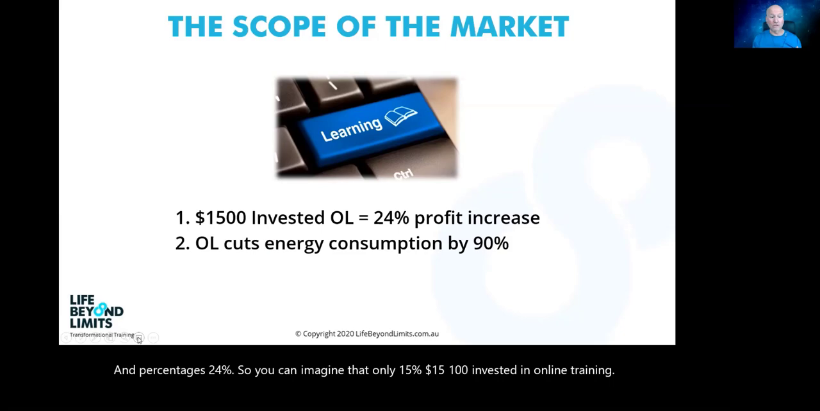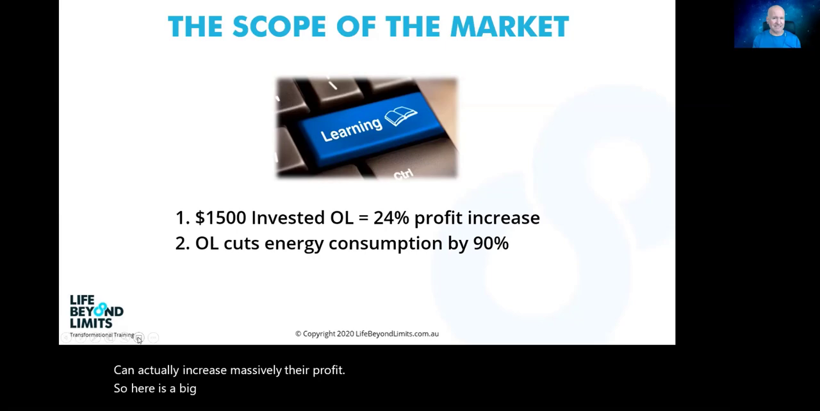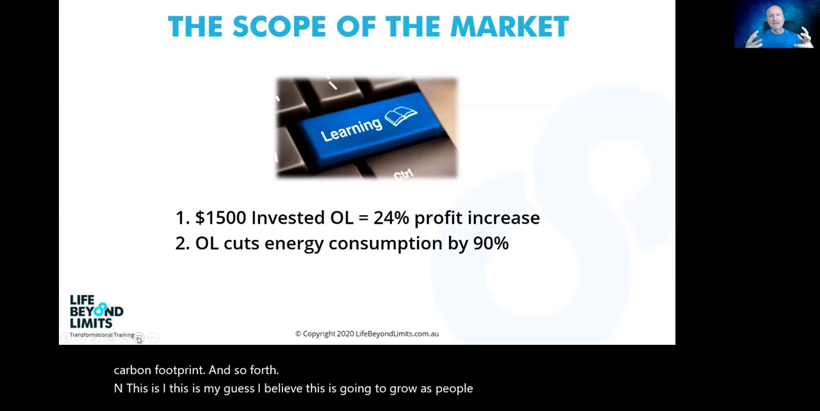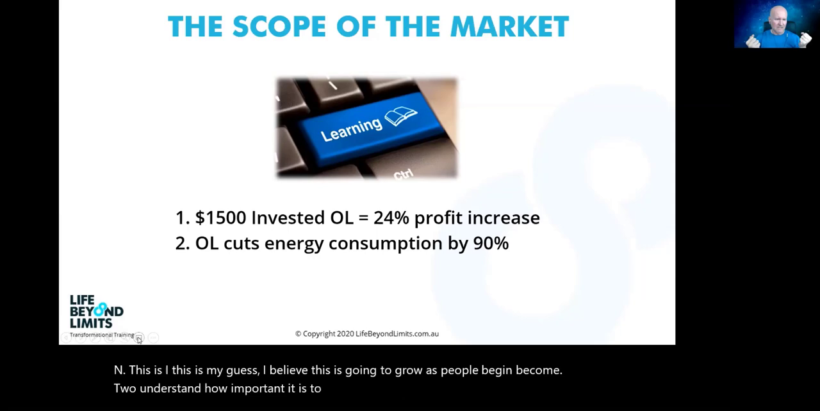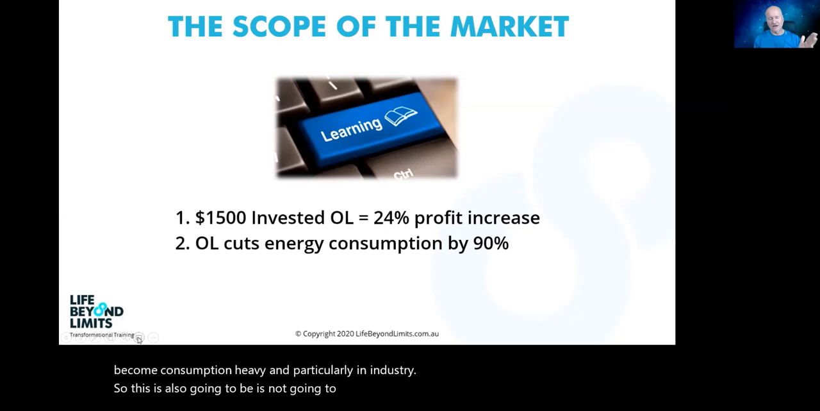Online learning cuts energy consumption by 90%. Just think of this. This is going to be a big game changer. Many companies are going to start talking about their carbon footprint. My guess is this will grow as people come to understand how important it is to green your business, because we don't want to become consumption heavy, particularly in industry. It's not going to completely swing online, I believe, but it will influence it quite dramatically.